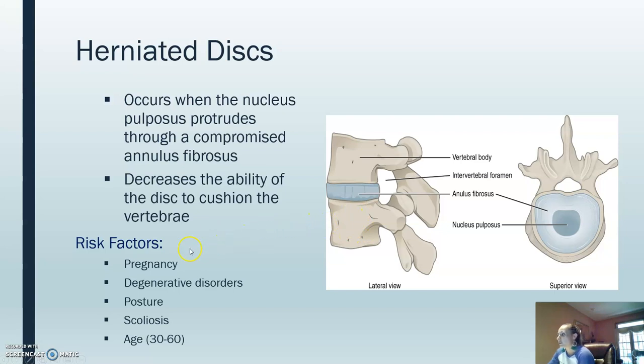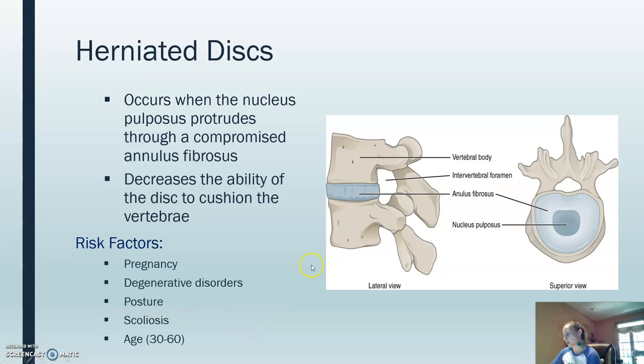So some risk factors would include pregnancy, degenerative disorders like degenerative disc disease, degenerative joint disease, poor posture, scoliosis. I would also include occupational hazards. And then age. So the age here is not the elderly, it's middle age. So ages 30 to 60 are our population at risk.